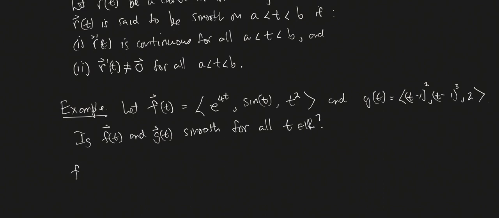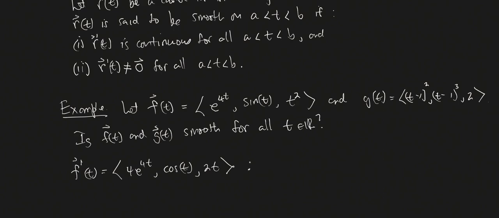Obviously both of these involve the first derivative. So let's find f prime of t, our derivative of this vector function. So we have 4e to the 4t, cosine of t, and 2t. All right, if we look at the components of this vector function, 4e to the 4t, cosine of t, 2t, these three functions are always continuous, right?